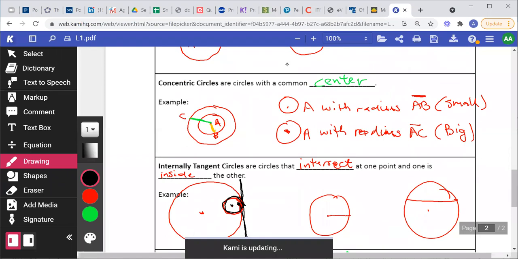Make sure you also go back and fix your. Oh, let me share my screen again. I'm sorry.